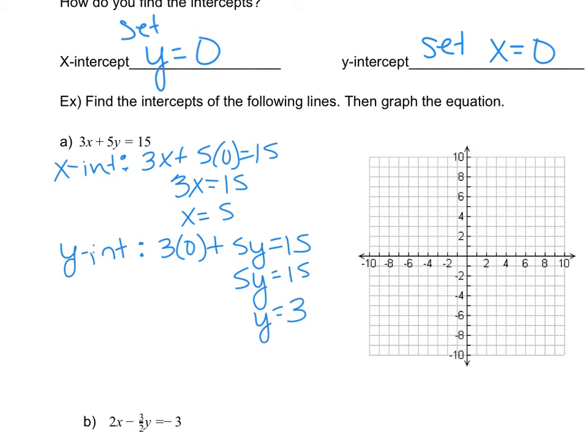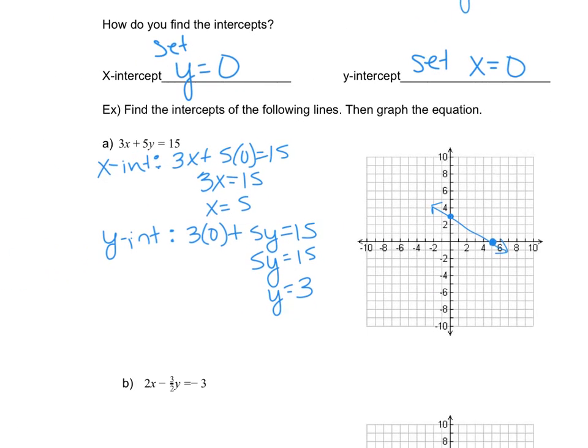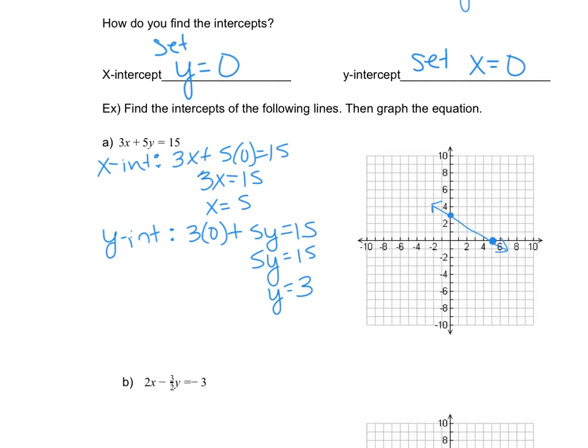So let's go ahead and plot these intercepts. So where it crosses the x-axis is x equals 5. Let me zoom in. So x equals 5. And the y-intercept where it crosses the y-axis is at y equals positive 3. All right, so we have 2 points. Now let's draw our line. And whenever you're drawing a line, make sure that you have your arrows because it goes on forever in both directions. It is a line.